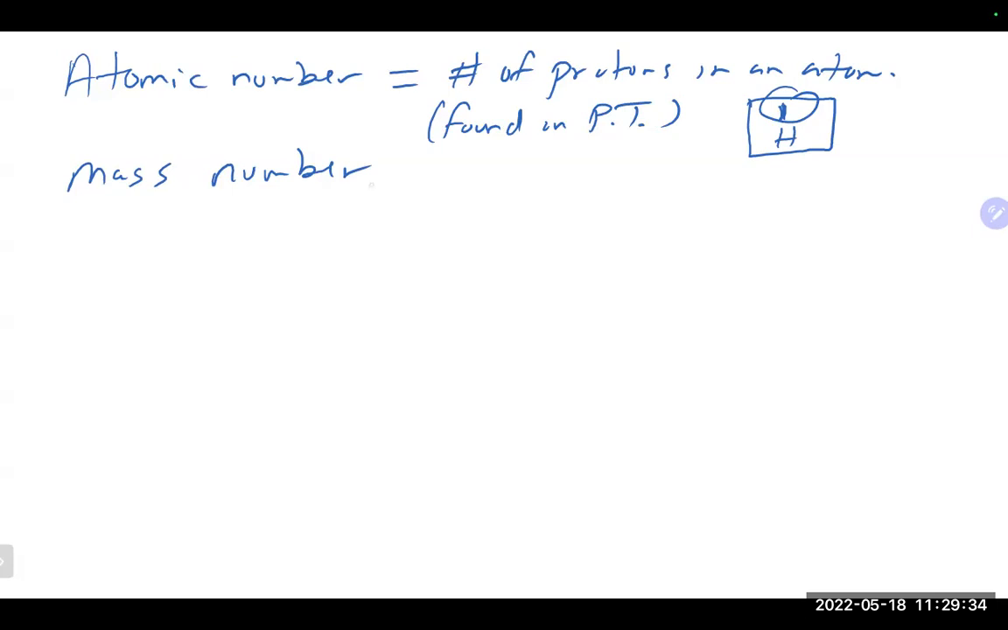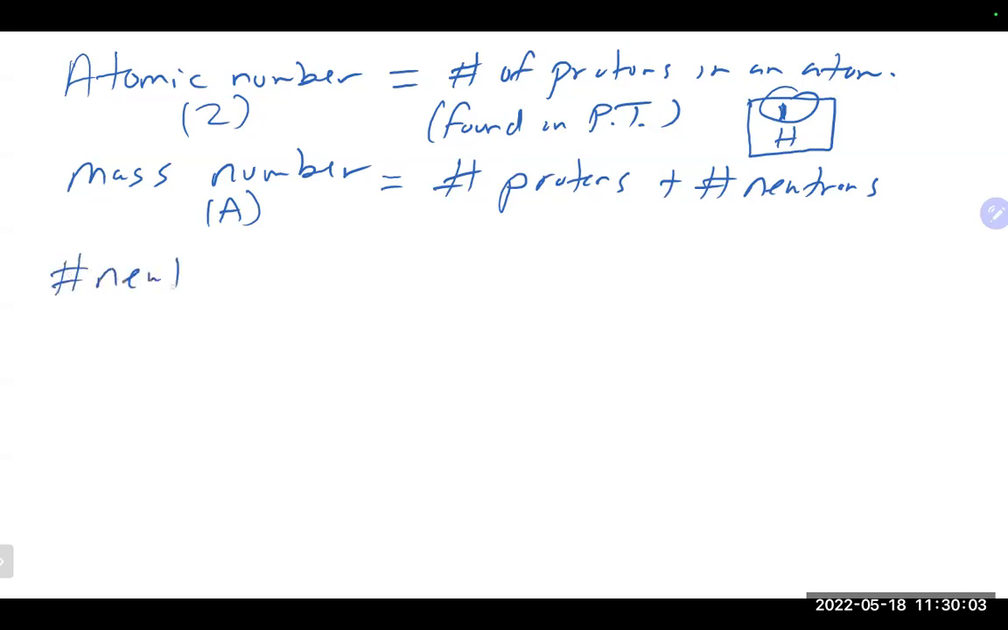The mass number, which is sometimes abbreviated as an A, while the atomic number is sometimes abbreviated as a Z, is the number of protons plus the number of neutrons. Can we find the mass number on the periodic table? We cannot. So the mass number is not found on the periodic table. What we can do with both of these numbers, if we do have them, is use them to figure out the number of neutrons. And the number of neutrons would be our mass number minus our atomic number.